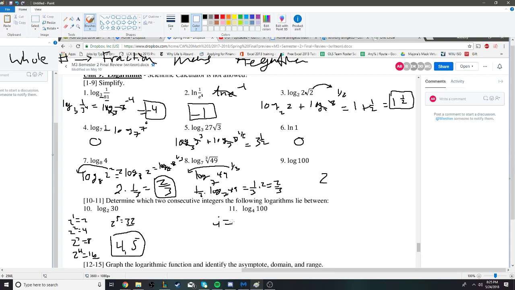4 to the first is 4. 4 to the second is 16. 4 to the third is 64. 4 to the fourth is 256. So since 100 is between those two numbers, your answer is between 3 and 4.